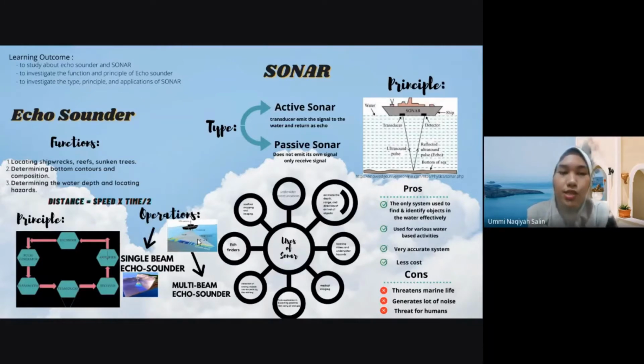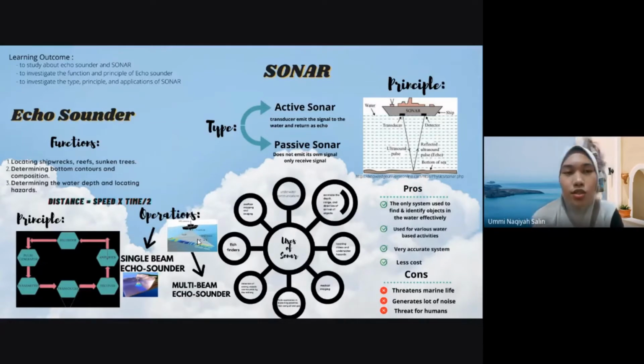Echo sounding is based on the principle that water is an excellent medium for the transmission of sound waves, and that the sound pulse will bounce off a reflecting layer and return to its source as an echo. There are several functions of echo sounder, but I'll explain three. The first one is locating shipwrecks, reefs, and sunken trees.